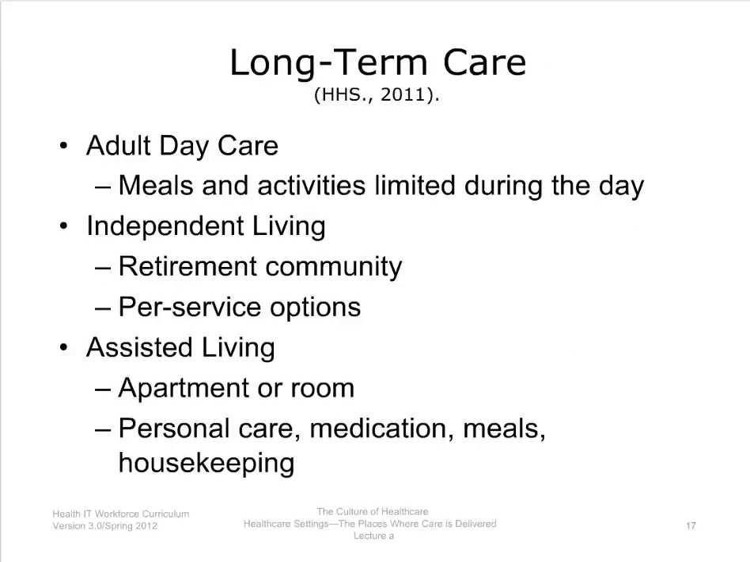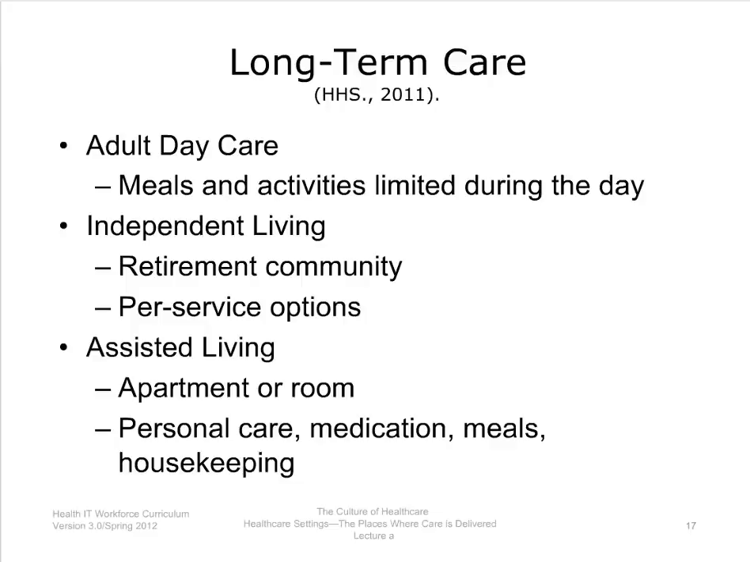Long-term care facilities are healthcare organizations that provide assistance to aging adults or those with chronic illness. There are a variety of types of institutions that serve different needs. Adult daycare provides meals and activities during the day. Independent living situations are typically retirement communities that have separate condos or apartments. Residents can typically purchase options individually, such as meals or housekeeping services.